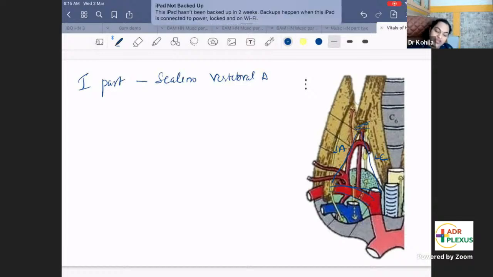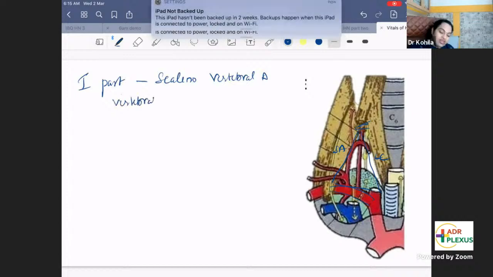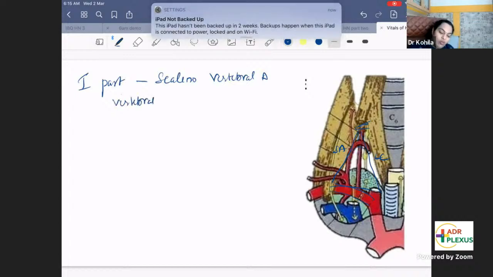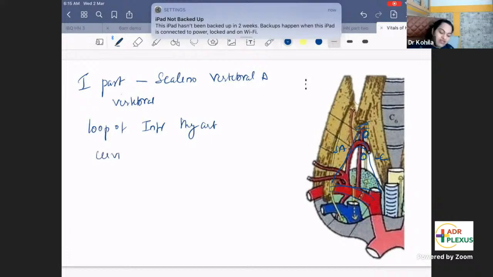So what are the things that you see here? You'll see the first part of the vertebral artery. Just anterior to it, you can see the loop of inferior thyroid artery. You'll get to see the sympathetic trunk, right? Can you see the sympathetic trunk? The middle cervical ganglia, the inferior cervical ganglia, the cervical part of sympathetic trunk. Okay, these are the contents of this triangle.